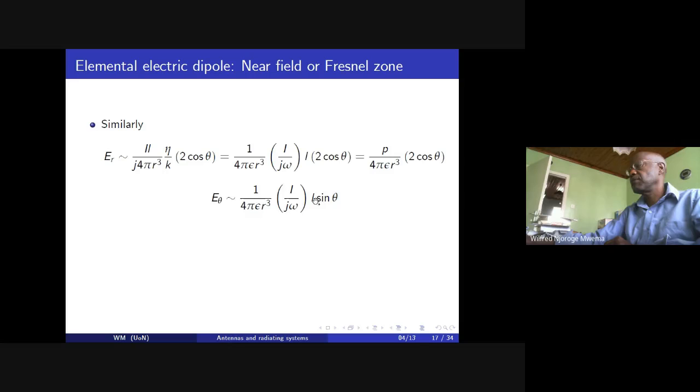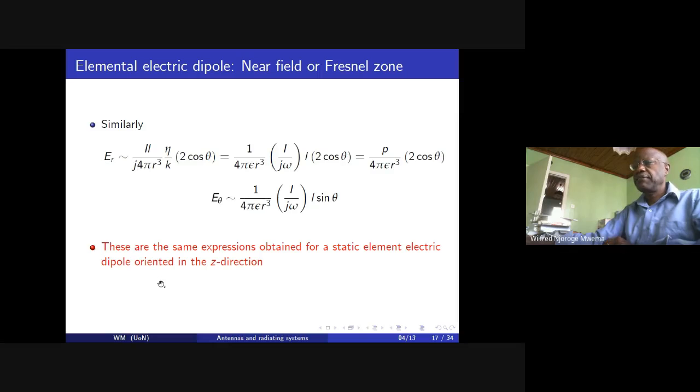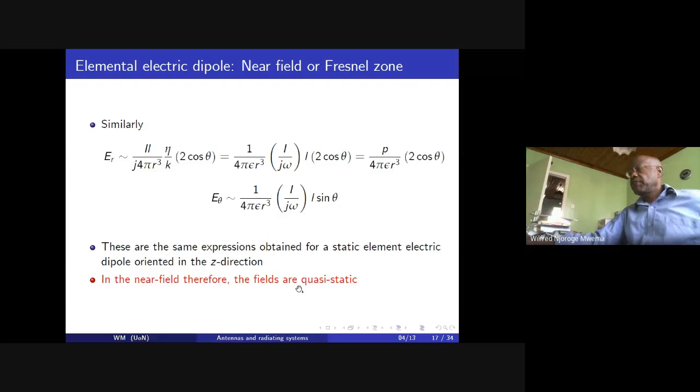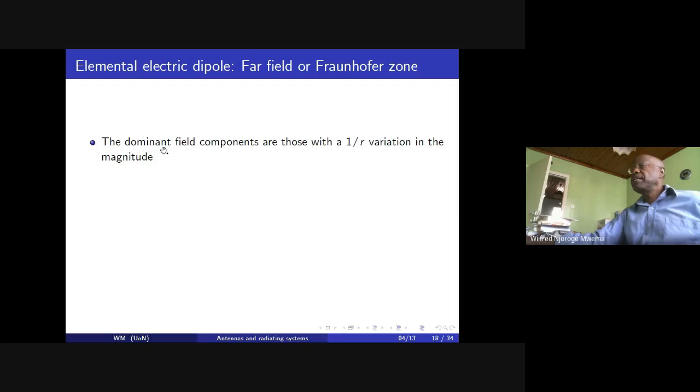And E theta, of course, is going to be given by the same value, where we are using I by j omega as the charge Q, and Q times L is of course the same dipole moment there, but with a sign. And you really obtain the same expressions as when you were studying magnetostatics. Therefore, these are the same expressions obtained for the static element electric dipole oriented in the z direction. So in the near field, the fields are quasi-static, that is, they are not dynamic fields.